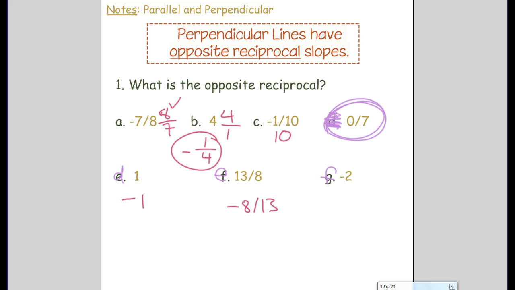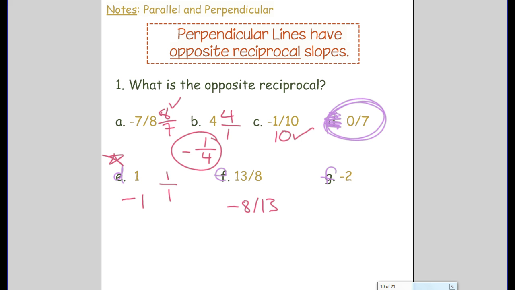8/7 is correct. 10 is correct. Notice they didn't even put 10 over 1 because the over 1 is understood. -1 is correct because what happens when you flip 1 over 1? What do you get when you flip 1 over 1? You get 1 over 1 again. So that's a weird one. D is a weird one.